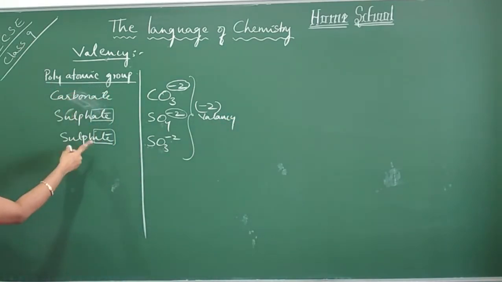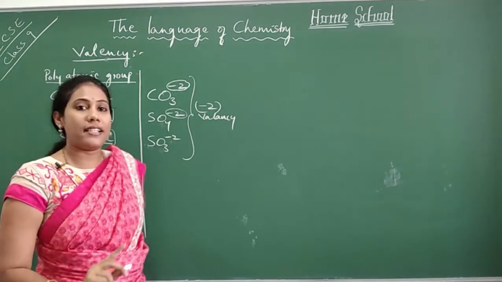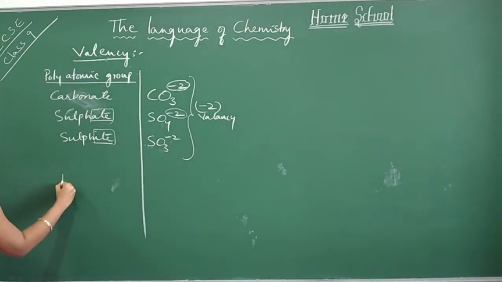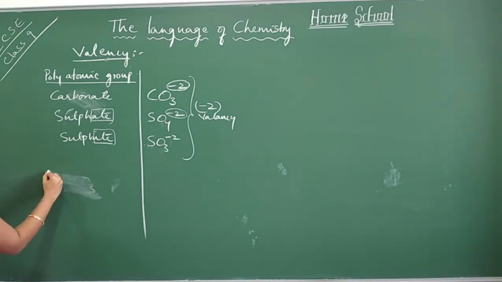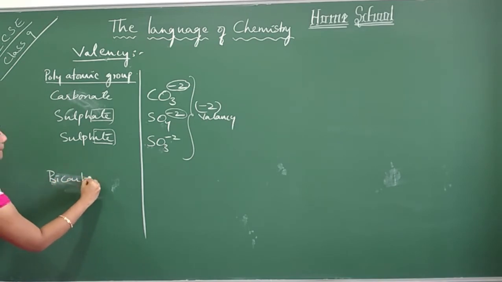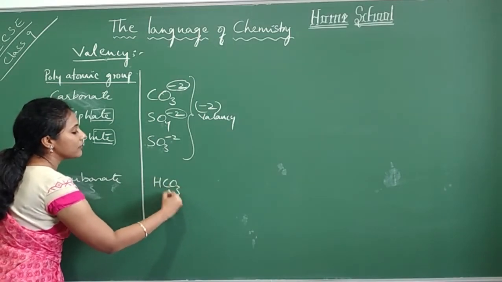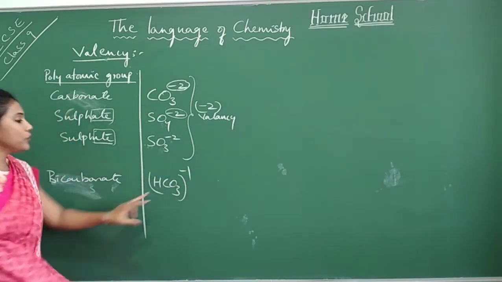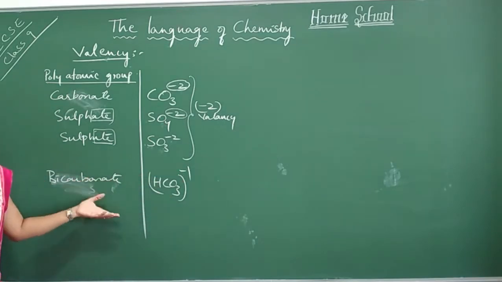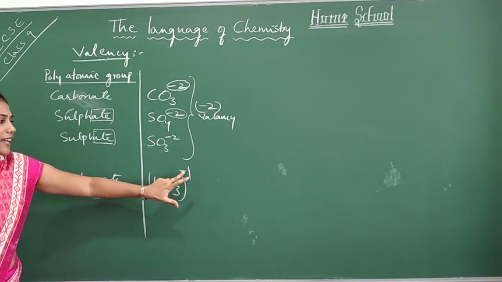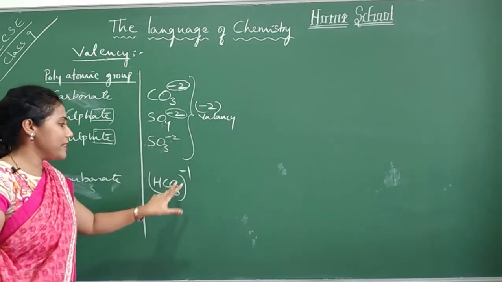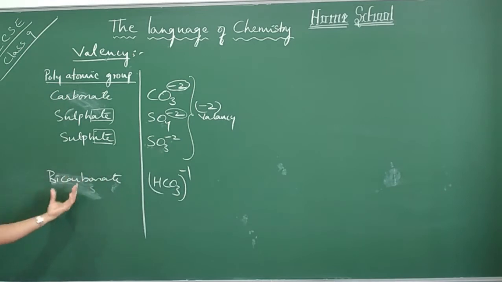Coming to the polyatomic groups which show minus 1 valency: HCO3, its name is bicarbonate. HCO3 minus 1 we say. So we call it the bicarbonate radical. Anything represented with a charge is called a radical, no? So in other words, we can also say the bicarbonate radical. It has a valency minus 1.